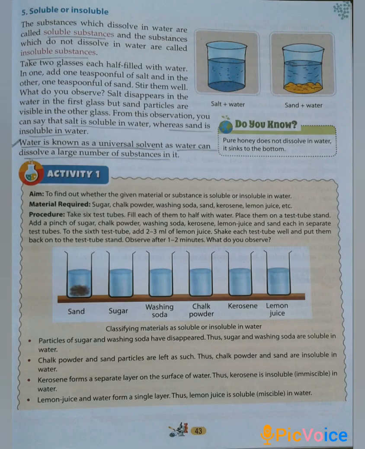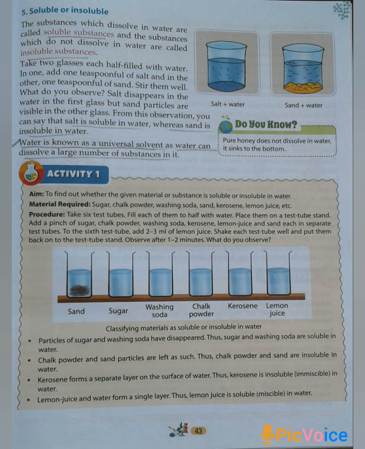Fifth property is soluble or insoluble. The substance which dissolves in water is called soluble substance and the substance which does not dissolve in water is called insoluble substance. Let's see one observation.